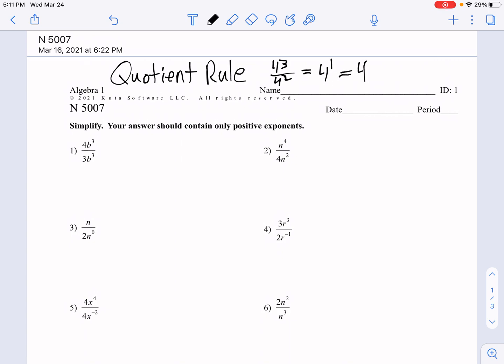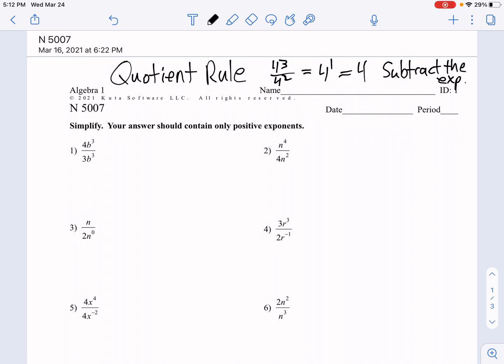Okay, so with the quotient rule, we subtract the exponents. Now, the only thing that we might run into is what happens when we have a negative. Well, again, like we've seen in the previous videos, we just have to flip that guy. Okay, and again, the coefficients aren't the ones that are the bases. They're not the ones being raised to the exponent.